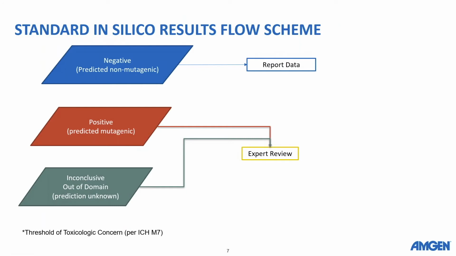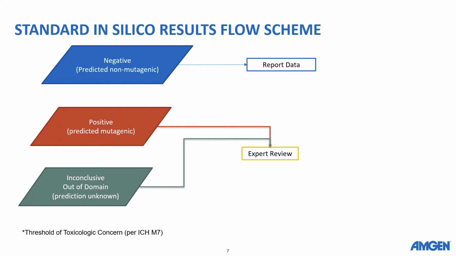Results for the in silico predictions fall into 3 categories: negative, positive, and out of domain or inconclusive. Negative compounds are quickly reported with no additional work conducted. On the other hand, positive and inconclusive out of domain results require more analysis and include expert review.